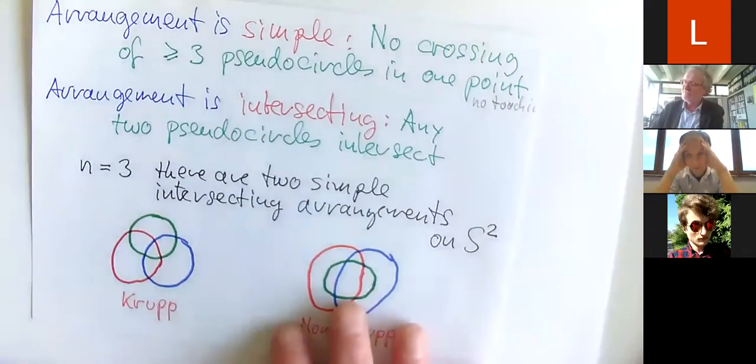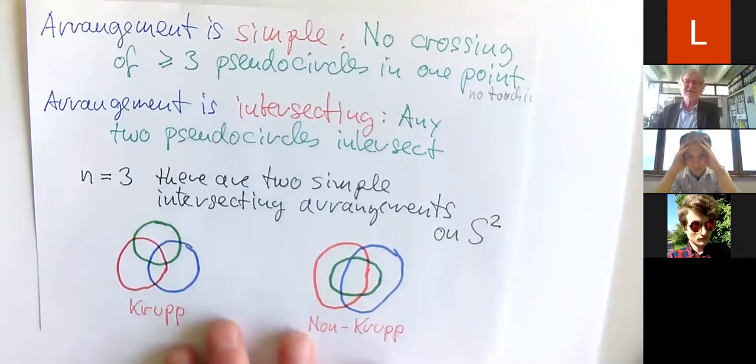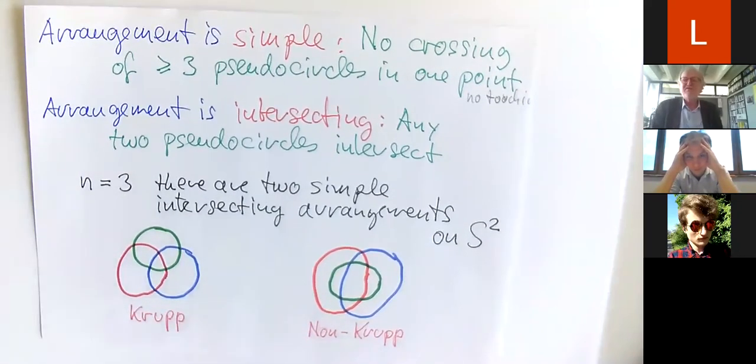So an arrangement is simple if we never see a crossing of three or more pseudocircles in one point. So in a simple arrangement we don't have touchings, and every crossing is a crossing of degree four. And the arrangement is intersecting if any two pseudocircles intersect.